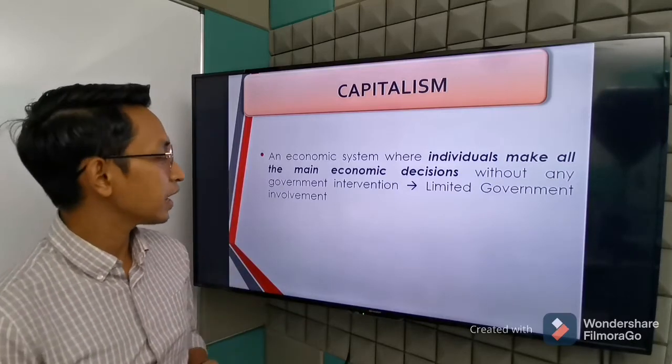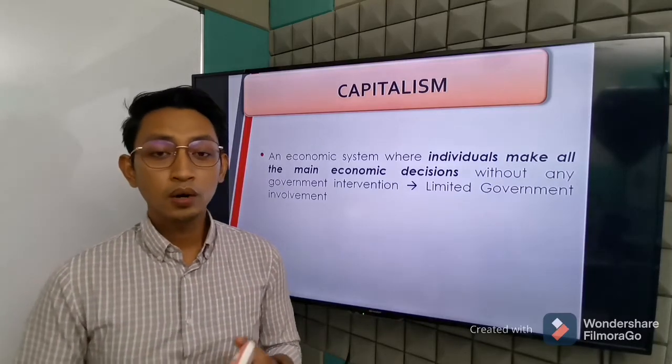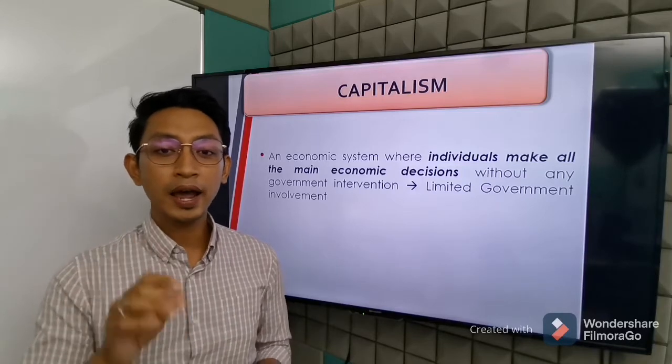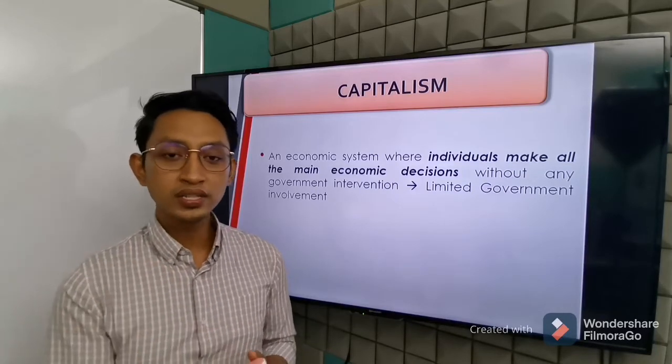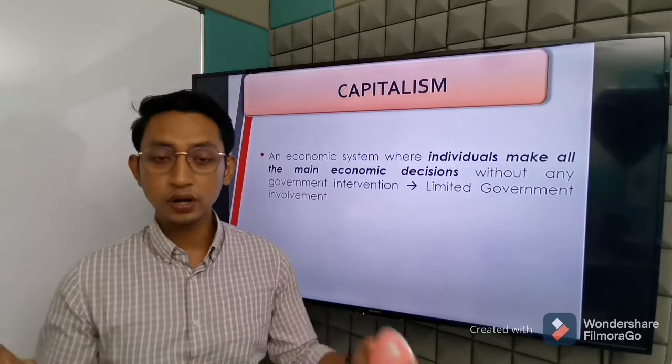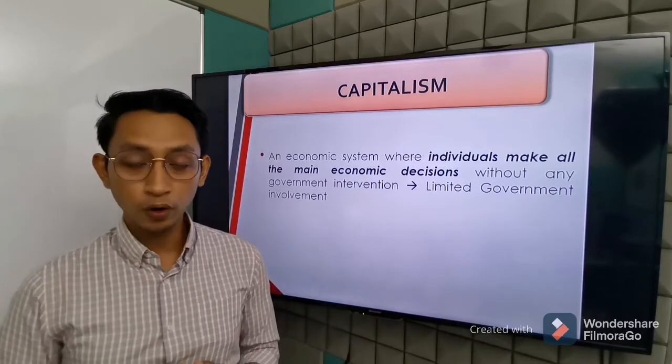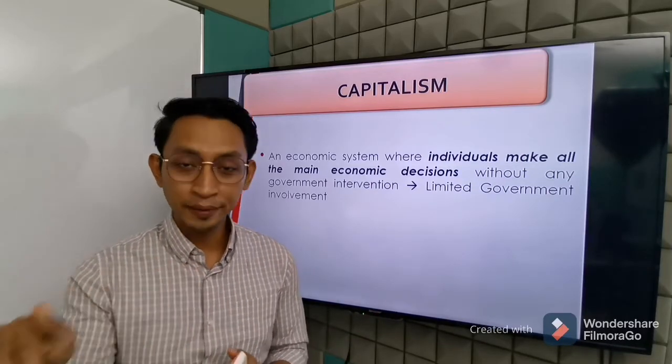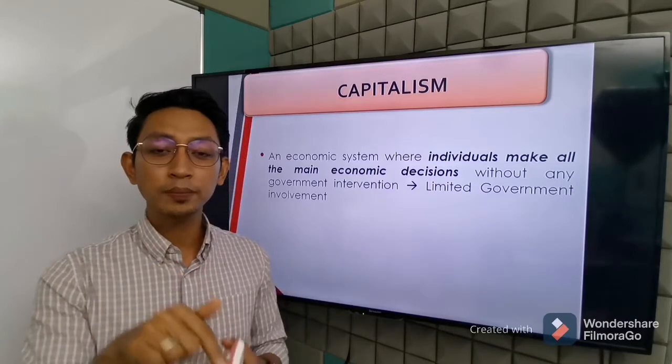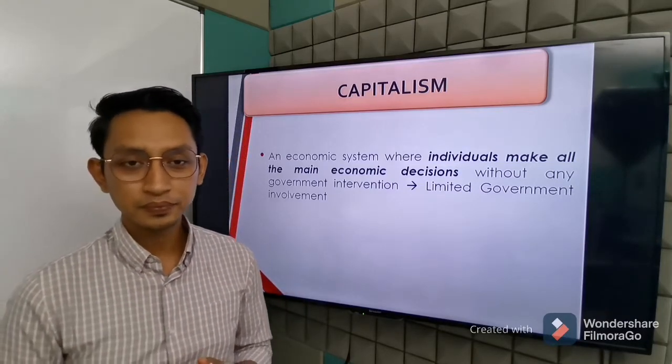It means limited government involvement. So what is the job of the government? Government has to legislate laws, rules and regulations for both consumer and producer to follow. Government is the middleman between the producer and the consumer.